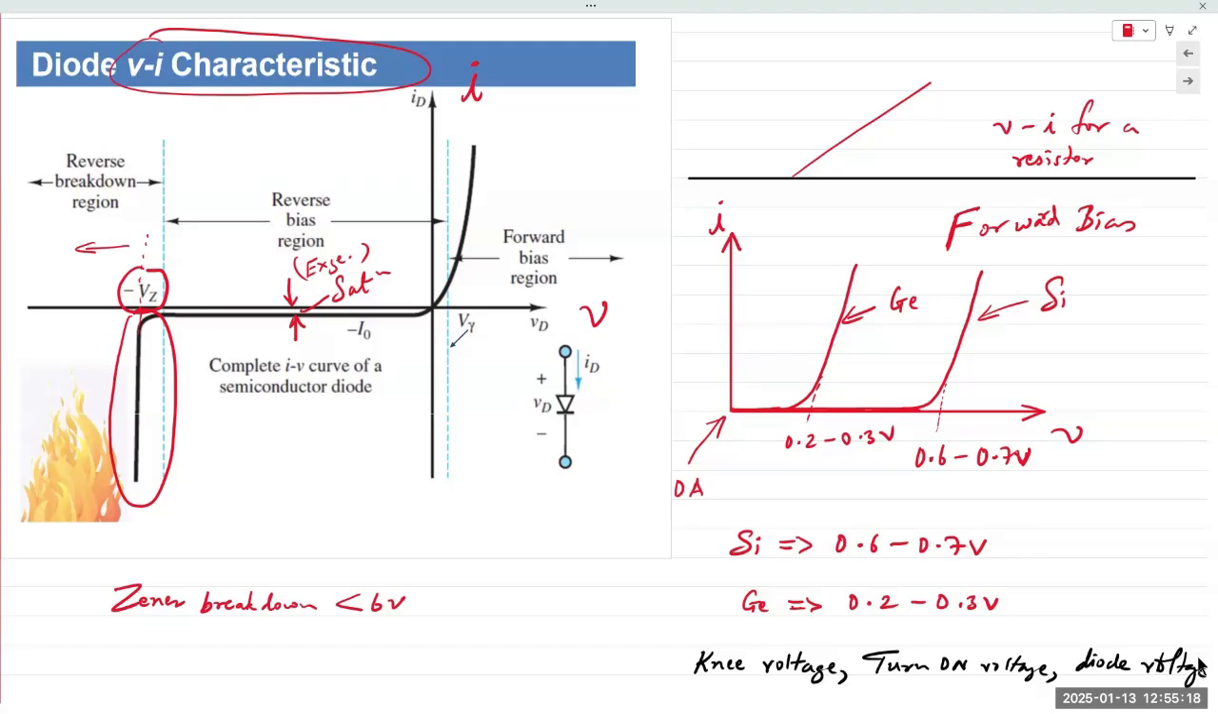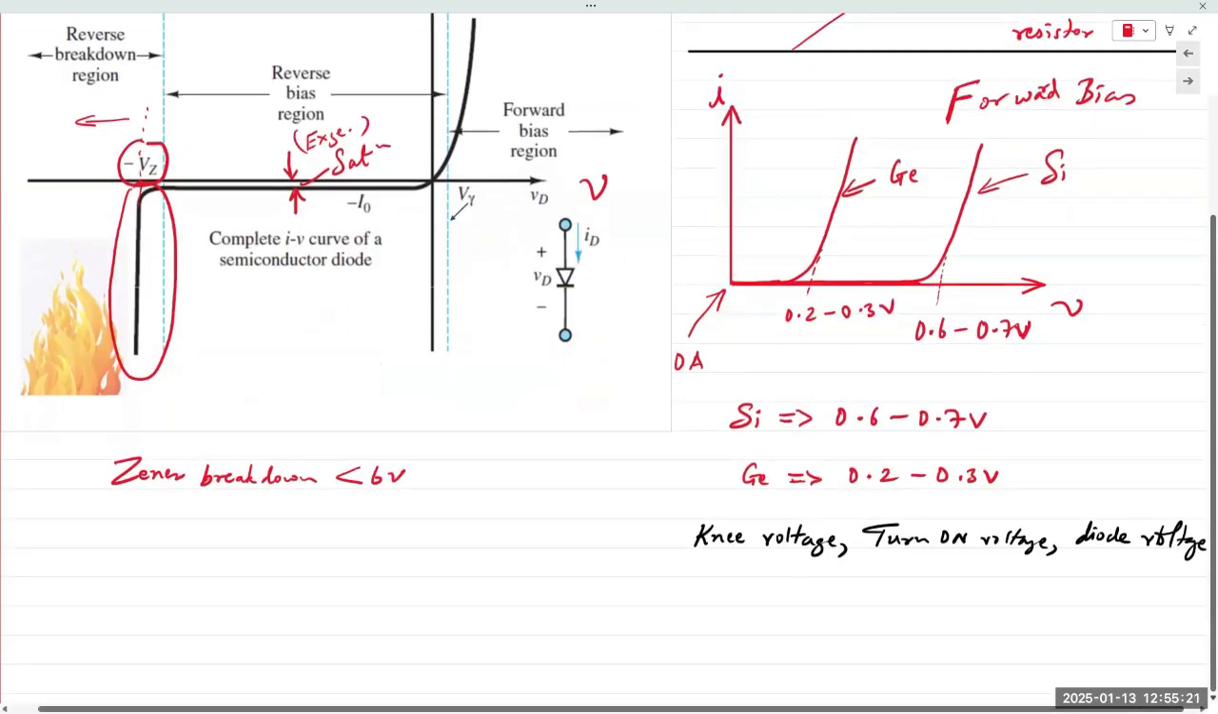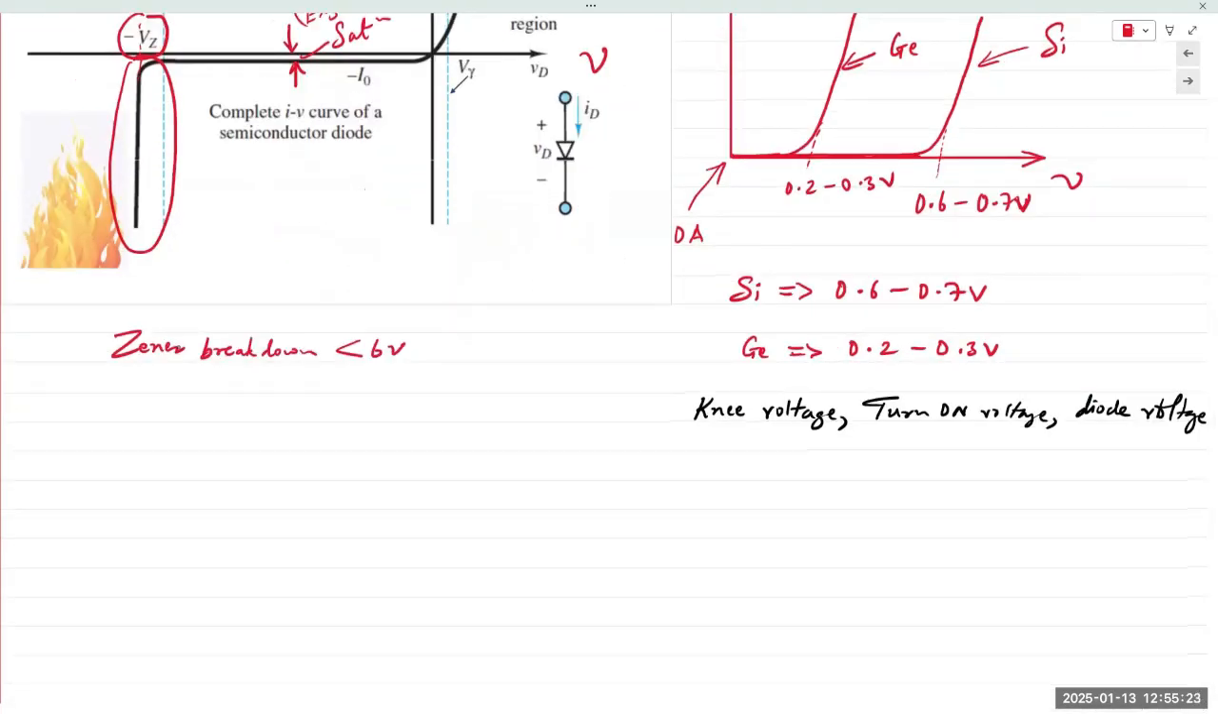Okay, so Zener breakdown requires that the junction diode be created with very high levels of doping, or very heavily doped. That's what we call it, heavy doping. This typically occurs for less than 6 volts.